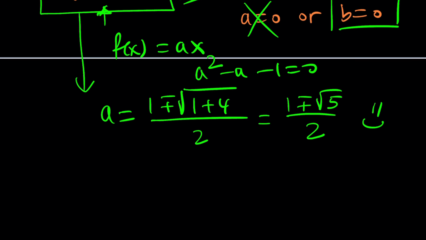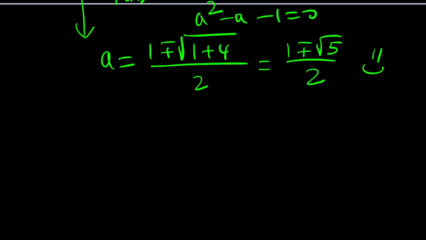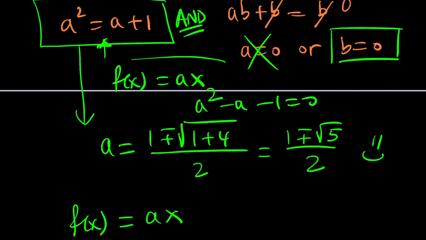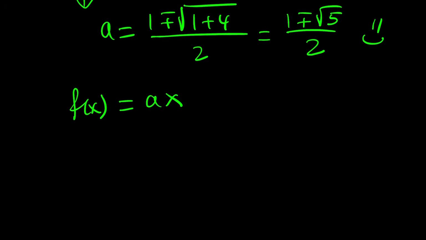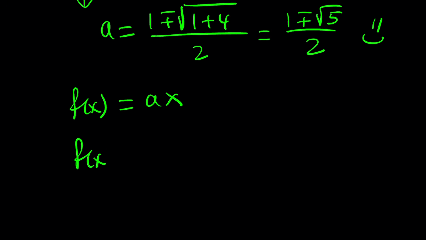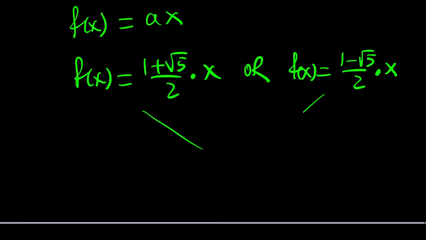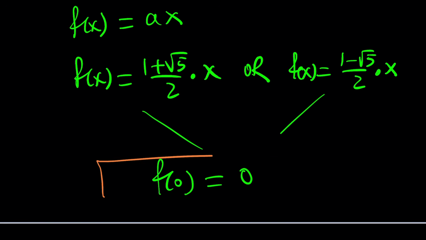So does that mean there are two solutions? Yes. So I'm answering that question. Is the solution unique? No. There are two solutions. And remember, we found that the solution can be in the form ax, and a are those values. So f of x is equal to (1 plus root 5) over 2 times x, or f of x can be (1 minus root 5) over 2 times x. In both cases, f of 0 would be 0.